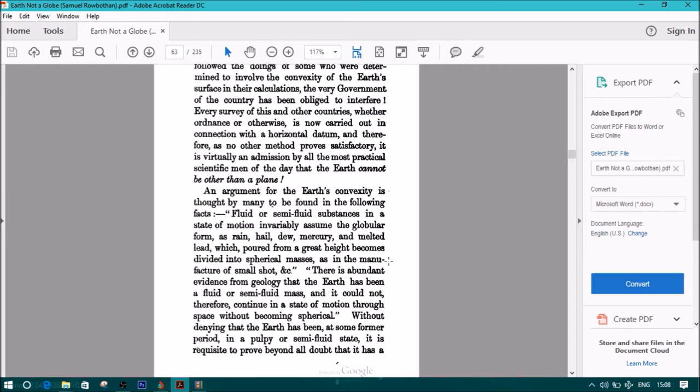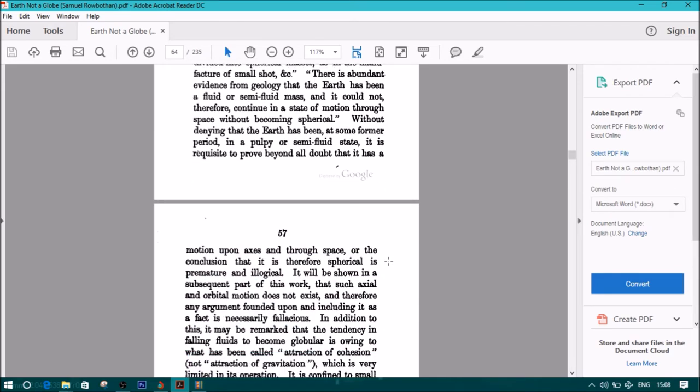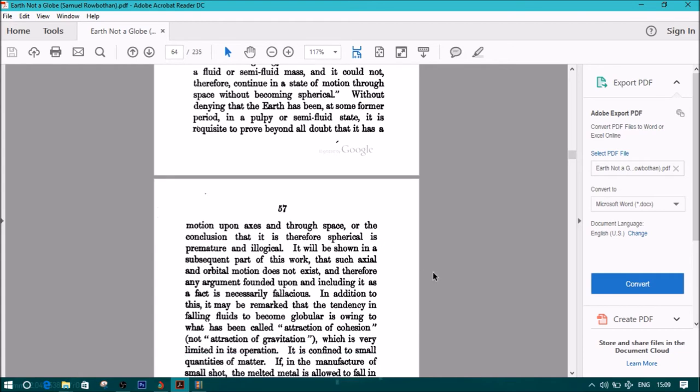End quote. Without denying that the earth has been, at some former period, in a pulpy or semi-fluid state, it is requisite to prove beyond all doubt that it has a motion upon axis and through space, or the conclusion that it is, therefore, spherical, is premature and illogical. It will be shown in a subsequent part of this work that such axial and orbital motion does not exist, and therefore any argument founded upon and including it as a fact is necessarily fallacious.